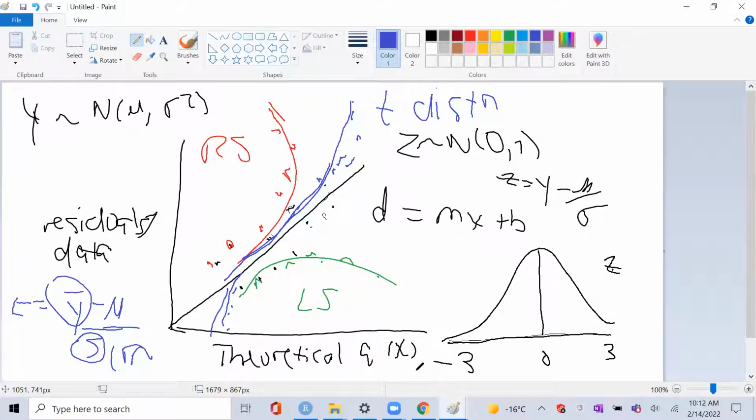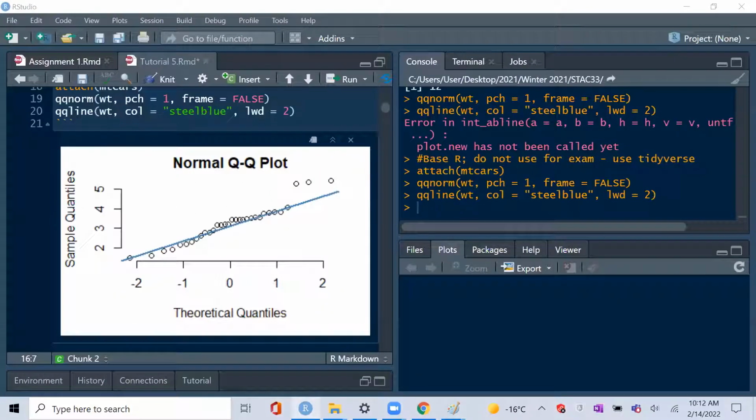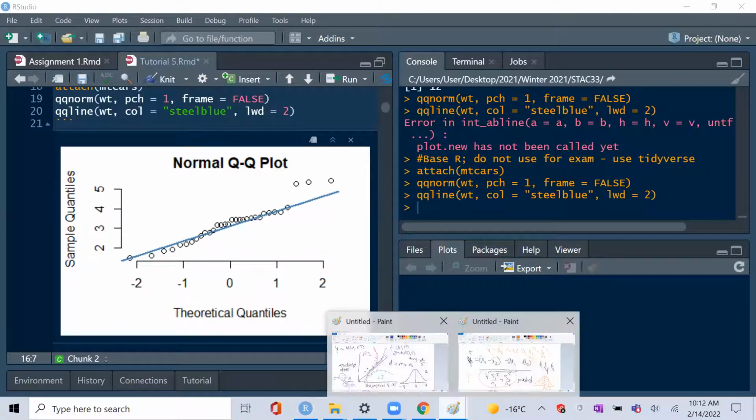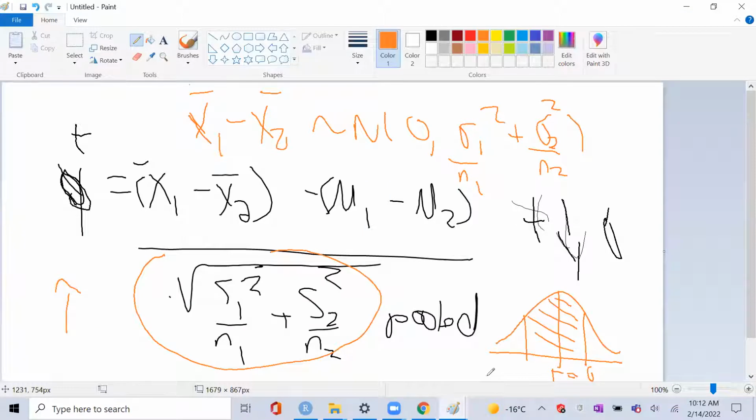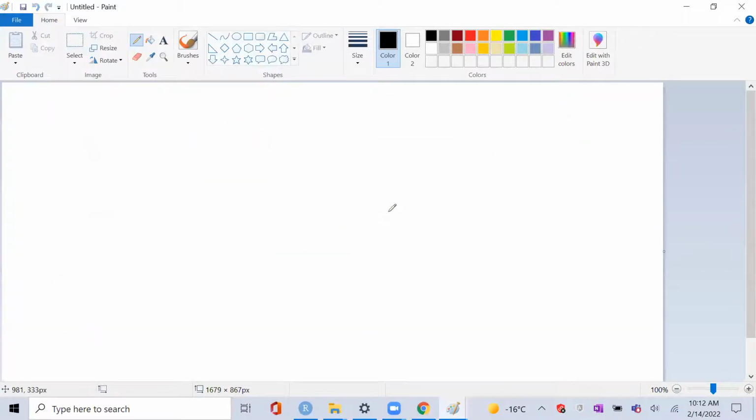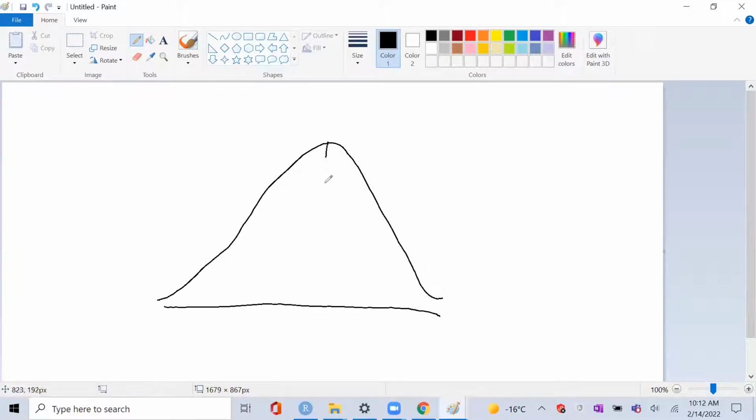I made this graph in the previous tutorial. You can see on the x-axis is the actual theoretical quantiles of the standard normal, right? So remember the standard normal kind of looks like this, right? It's centered at 0, has mass kind of around 3 and -3. While it's defined over all of R, it doesn't really have much mass beyond -3 and 3.